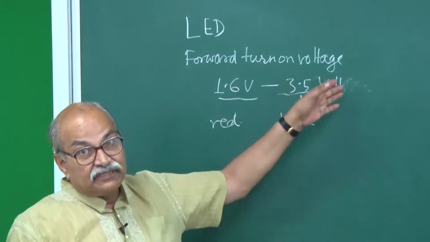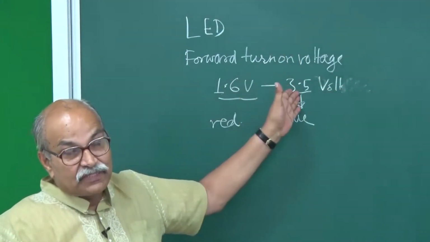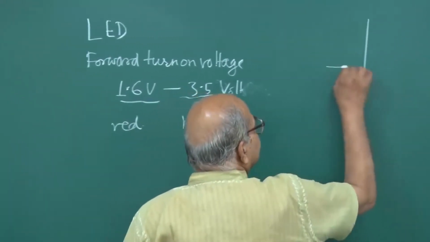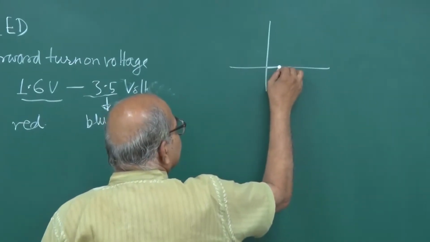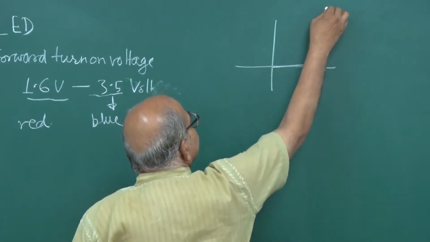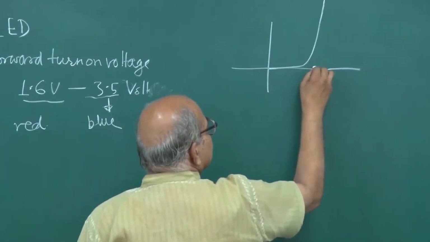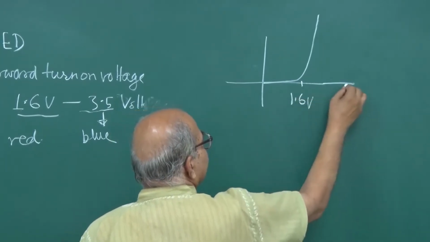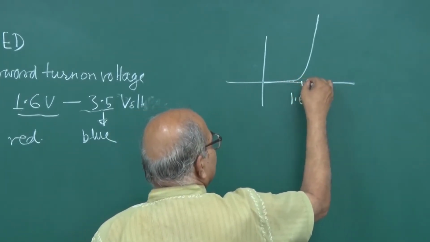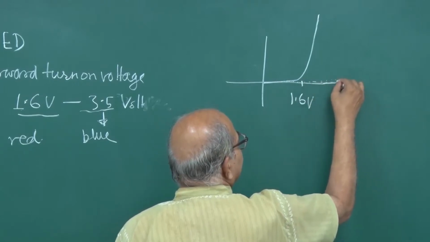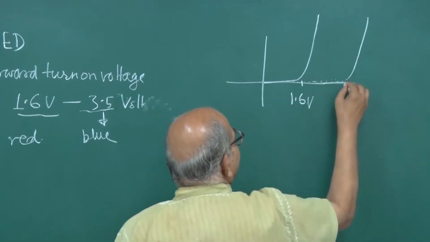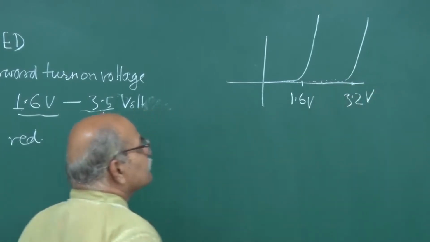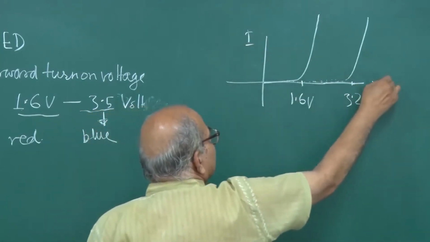And you should not give too much voltage after this forward turn on, because you know the diode characteristics. The diode characteristic in forward bias goes like this. Suddenly it increases. Okay. So if this is, let us say, 1.6 volt, and the other, let me draw another characteristic. Suppose one is this, and this is somewhere, let us say, 3 volts or 3.2 volts. This is I and this is V. This is forward biased.